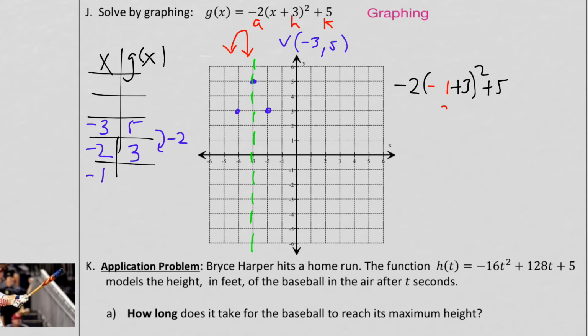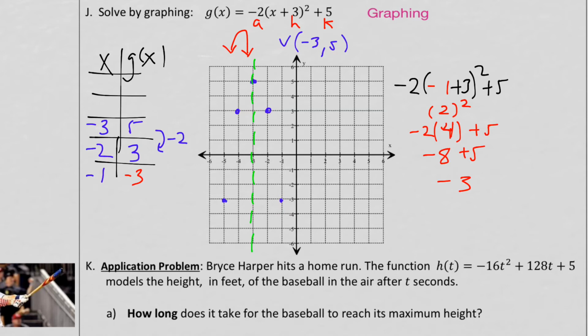3 minus 1 is 2. 2 squared is 4 times negative 2, plus 5. That's a 4, sorry. And then I get negative 8 plus 5 is negative 3. So I get the point negative 1, negative 3, which is here. And I can again mirror that.